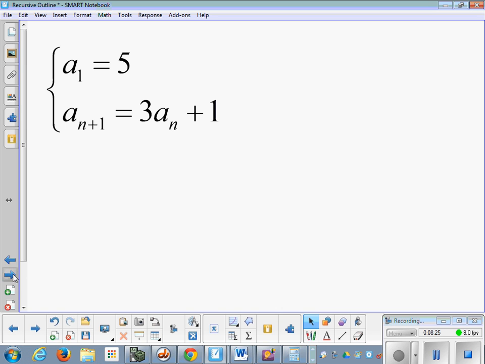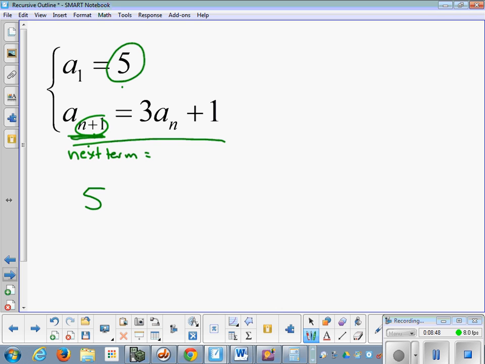All right, now let's work backwards. If I give you a starting spot and a pattern, can you find the sequence? All right, well, I'm going to start at 5. And what does my pattern say? My pattern says, if I want the next term, you're looking for the next term, right? We call this the next term. That tells you to take the term you're at, multiply by 3, and add 1. So 5 times 3 is 15, plus 1 is 16.